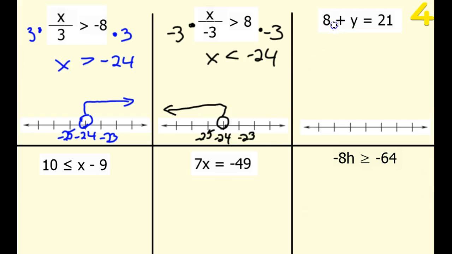Here we have 8 plus y equals 21. So again, we need to get y by itself by subtracting 8, or the opposite of positive. Subtract 8.